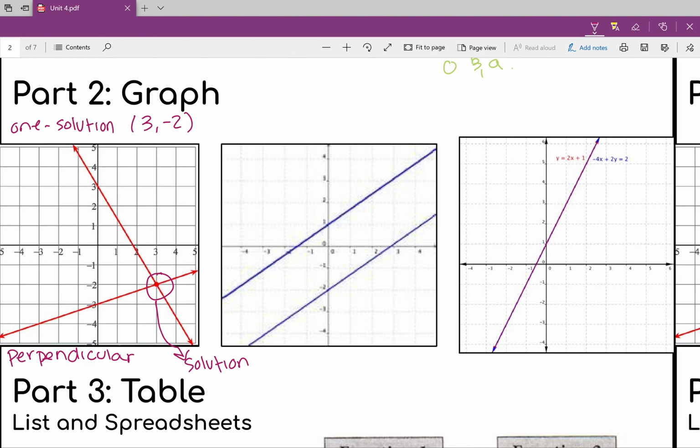Okay, let's look at the second graph. The second graph has 2 lines that never cross. Remember, 2 lines that never cross, we said were parallel. And since they never cross each other, we're never able to get a point like we did on the first graph. So this is a no solution graph. No solution.